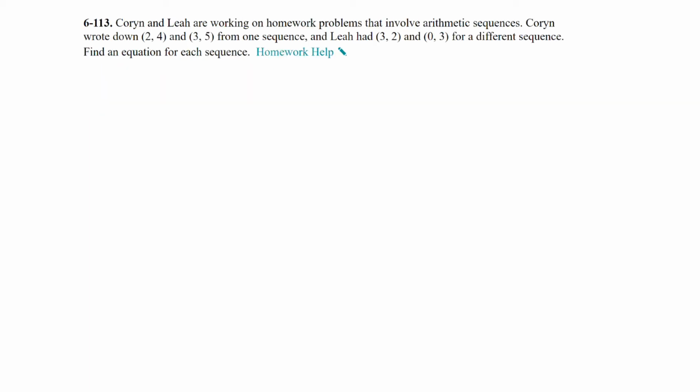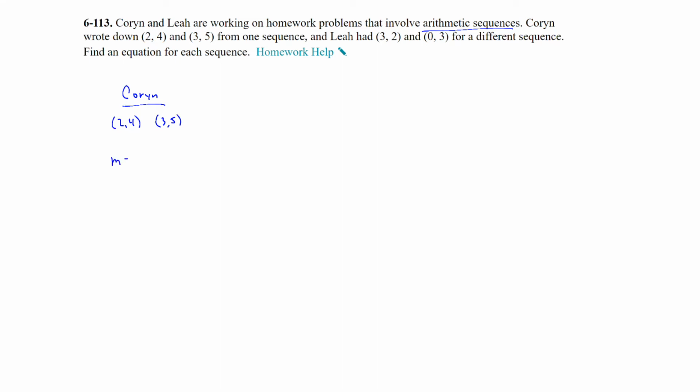Question 113. Corin and Leah are working on homework problems that involve arithmetic sequences. Corin wrote down 2, 4, and 3, 5 from one sequence, and Leah wrote 3, 2, and 0, 3 for a different sequence. Find an equation for each sequence. So we'll start with Corin first. She has 2, 4 and 3, 5. And it does say they're arithmetic, which means we are looking at a common difference here.